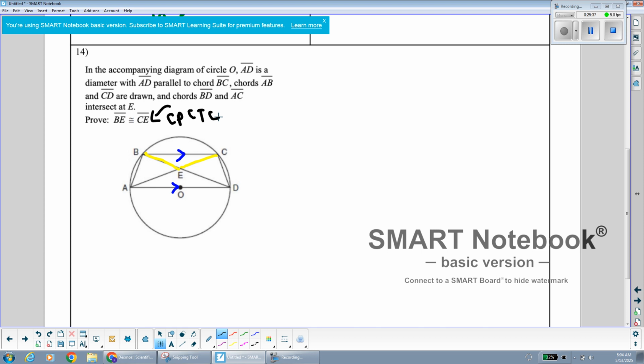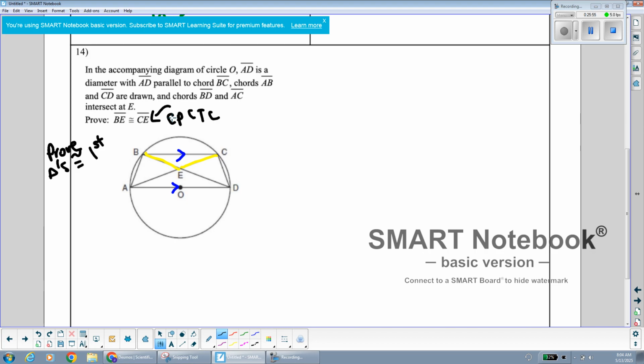So this is going to be a congruent triangle proof. So our plan is to prove triangles congruent first, and then we can CPCTC what we need. It's not a similarity proof because we're not proving triangles similar. The proof statement doesn't say that.